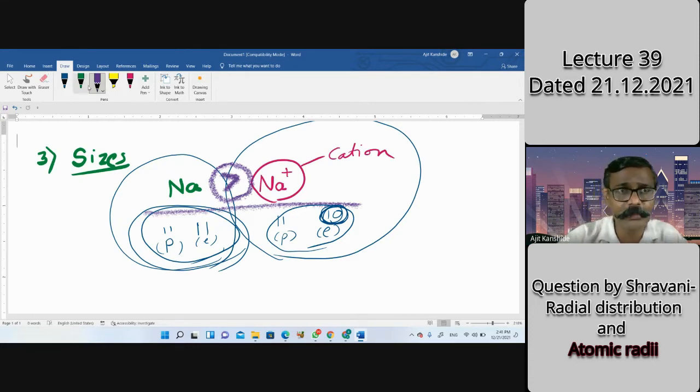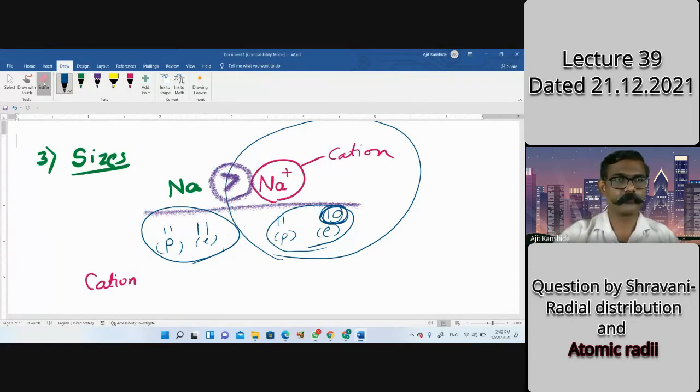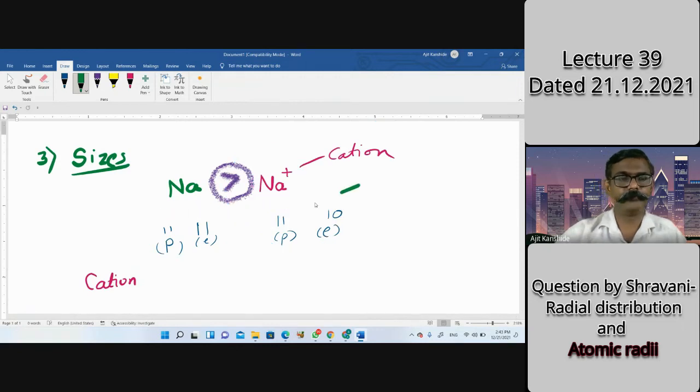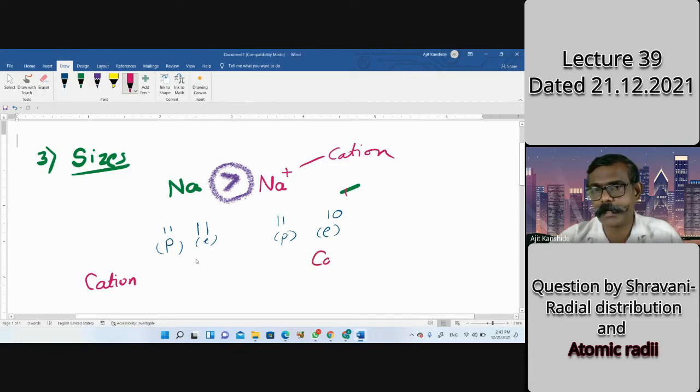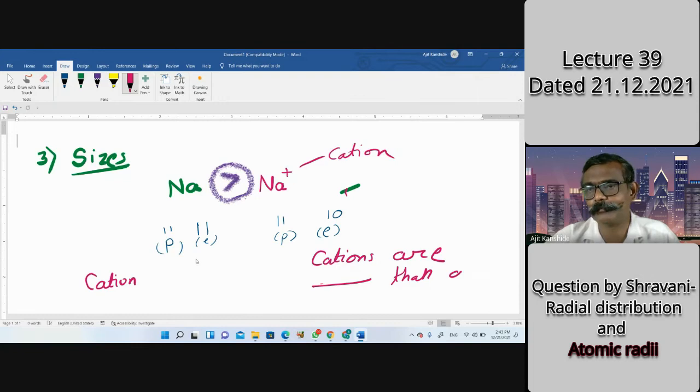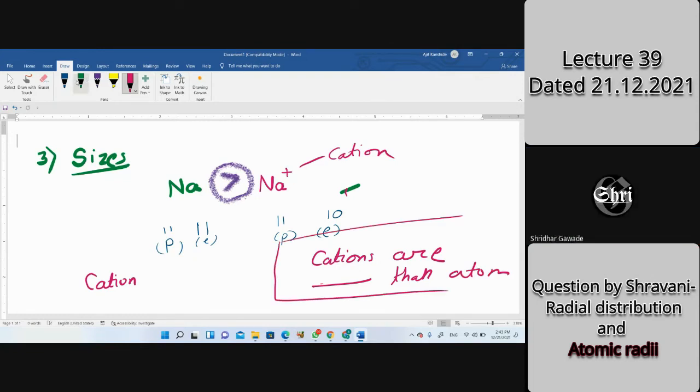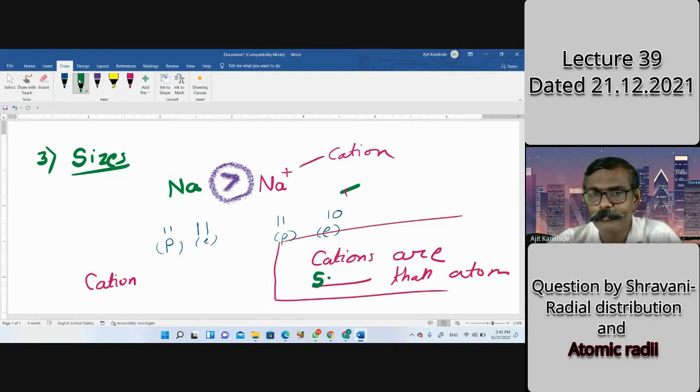So I want to teach you one conclusion here. Cations, just wait. Little issue is there in that writing pen. I write here, cations are dash than atom. What's the conclusion? Cations are smaller than atom. That only I wanted to teach you up to here.